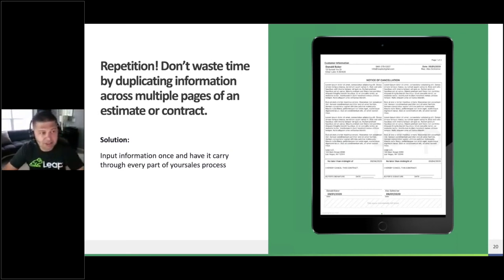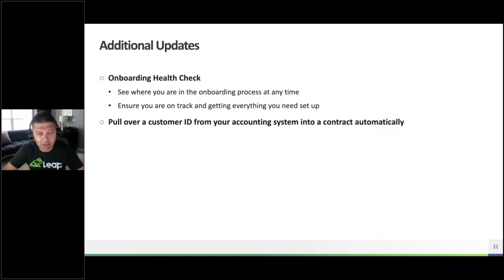Additional updates. So there's an onboarding health check thing that we had released. This is kind of the last slide that I wanted to put in here about some new things that have come out. When you're onboarding with Leap, this basically is a check that will go through your entire account and say, here's some things that you're missing, here's some things that you might not have set up correctly, or here's some things we recommend that you should set up based on other things that you have set up.